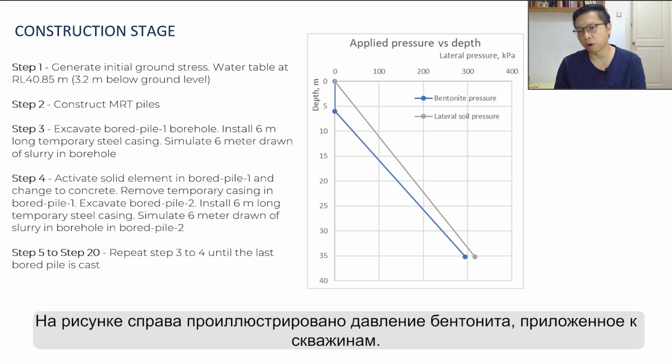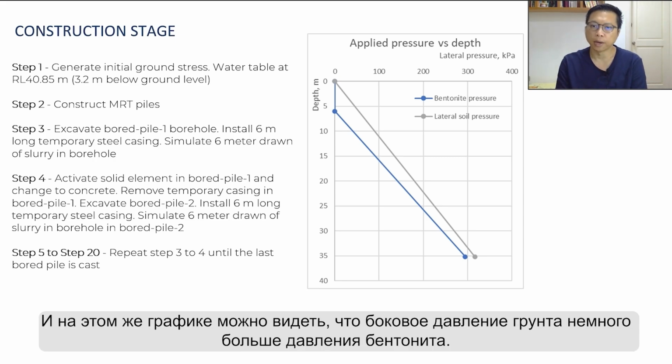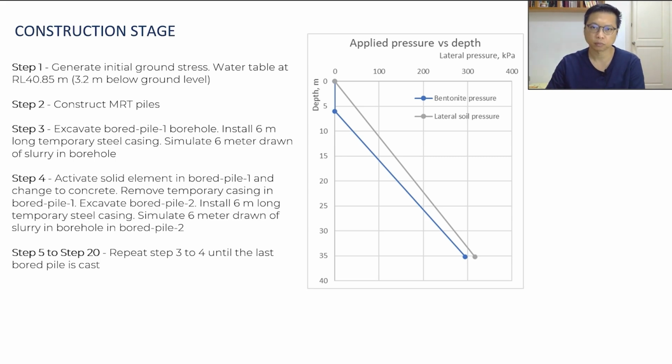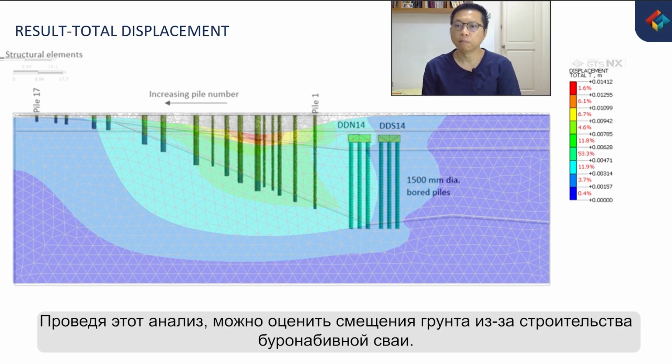The figure on the right illustrates the bentonite pressure applied onto the boreholes. And in the same graph you can also see that the lateral soil pressure is slightly larger than the bentonite pressure. By carrying out this analysis, you are able to estimate the ground movement due to construction of the bored piles.